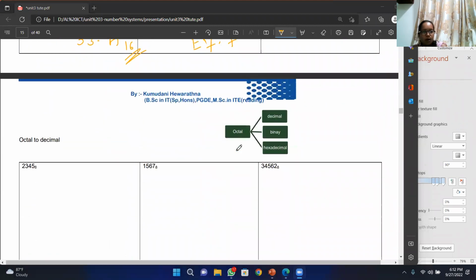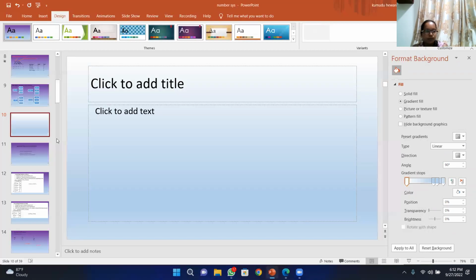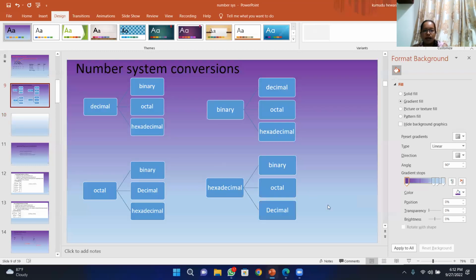Okay. Let's move on to the next kind of calculation. Octal into the other three. Now we are in this group. The calculations are very easy here. Only thing is you have to keep in mind the methods, right? When you see the question, you have to remember how to do this one.